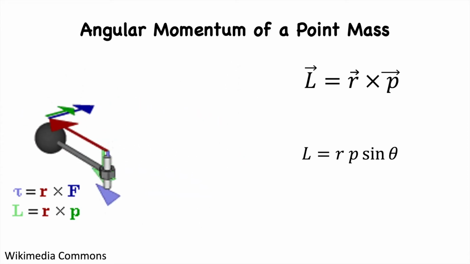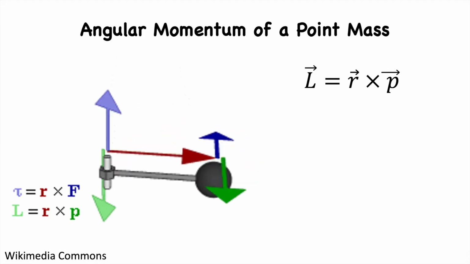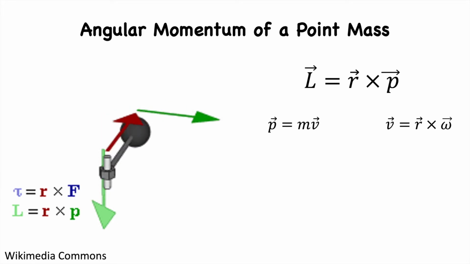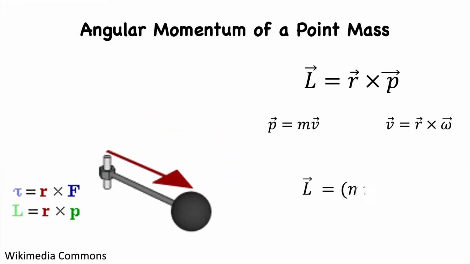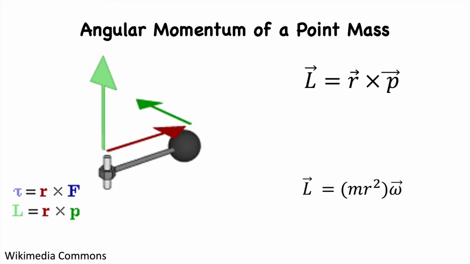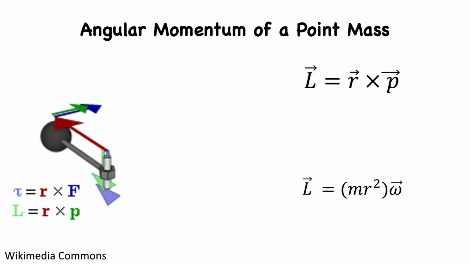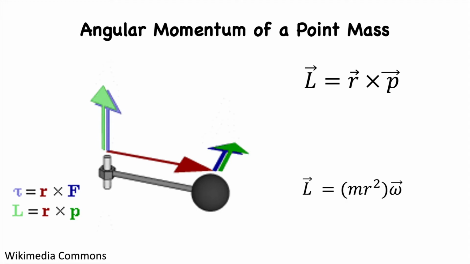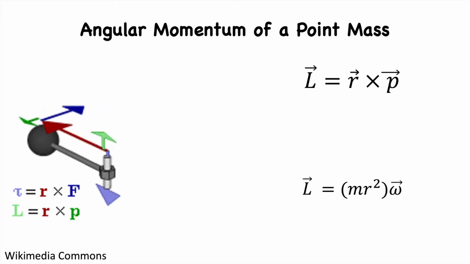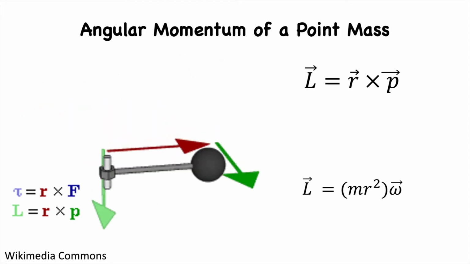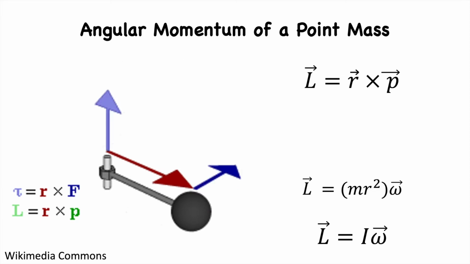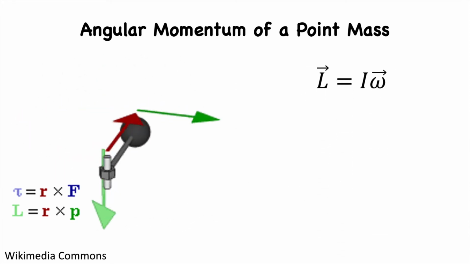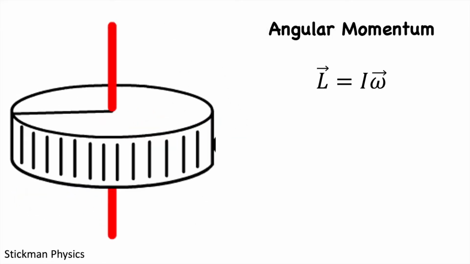If we express the linear momentum in terms of the mass and the linear velocity, and then the linear velocity in terms of the distance and angular velocity, using the rules of the vector product, we can rewrite the equation for the angular momentum in this way. Now, the product of the mass and the radius squared is the moment of inertia of the point particle. So, we can express the angular momentum in terms of the angular velocity and the rotational inertia of the object. This relation can be generalized for all situations involving rotational motion.